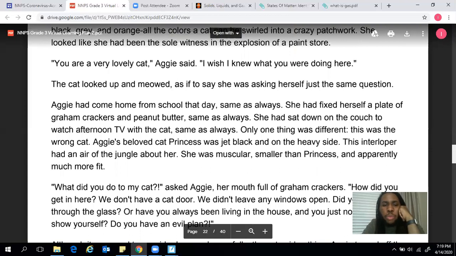Aggie had come home from school that day, same as always. She had fixed herself a plate of graham crackers and peanut butter, same as always. She had sat down on the couch to watch afternoon TV with the cat, same as always. Only one thing was different. This was the wrong cat. Aggie's beloved cat Princess was jet black and heavy on the side. This interloper had an air of the jungle about her. She was muscular, smaller than Princess, and apparently much more fit.